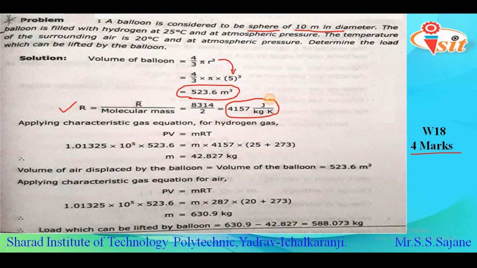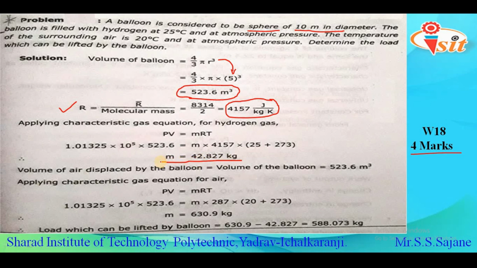Now we will use the characteristic gas equation for hydrogen gas, and then we will determine the mass of hydrogen gas. We know that the characteristic gas equation is given by PV = mRT. Now except m, we have all the rest of the values. After substituting all these values, we will get the mass of hydrogen gas equal to 42.827 kg.